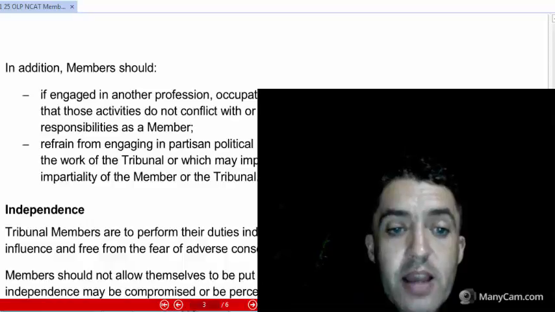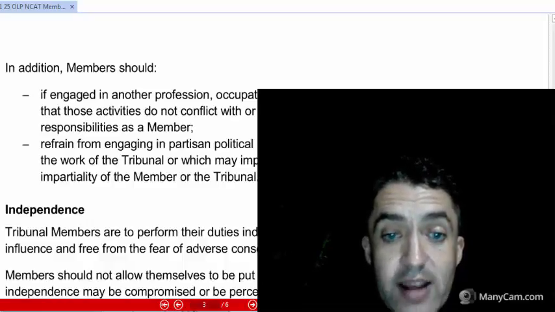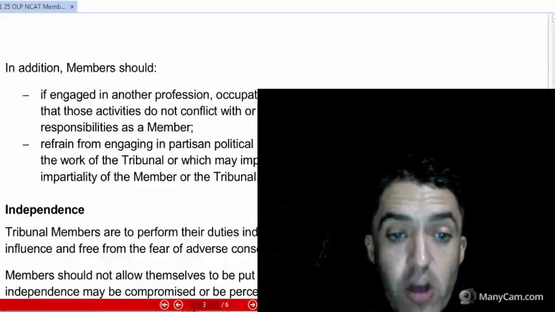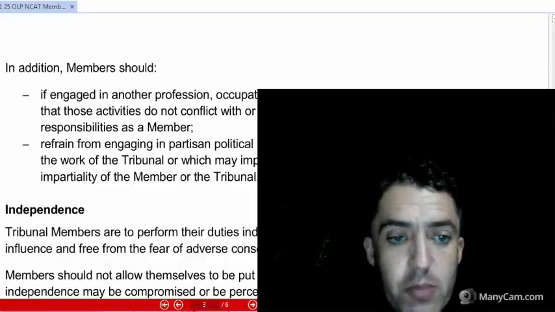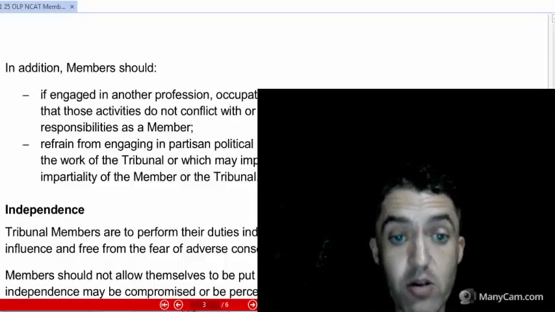Refrain from engaging in partisan political activity which is directly related to the work of the tribunal or which may impinge upon the perception of impartiality of the member or the tribunal.